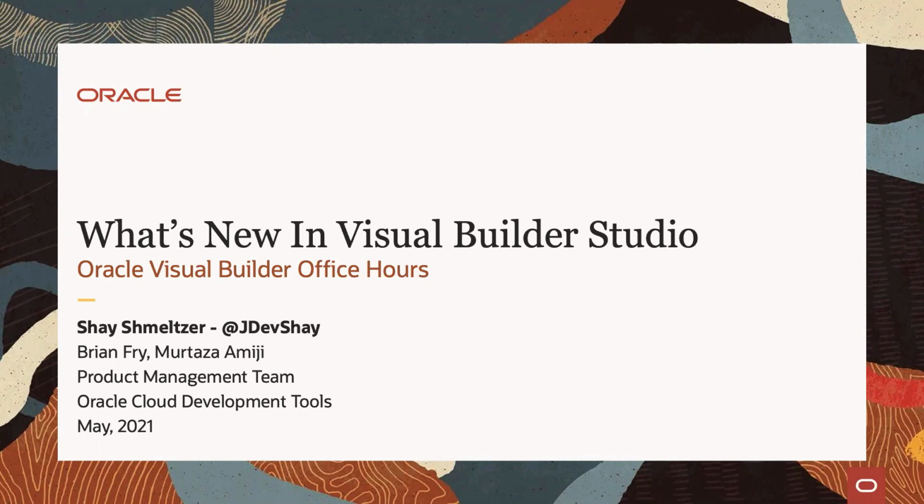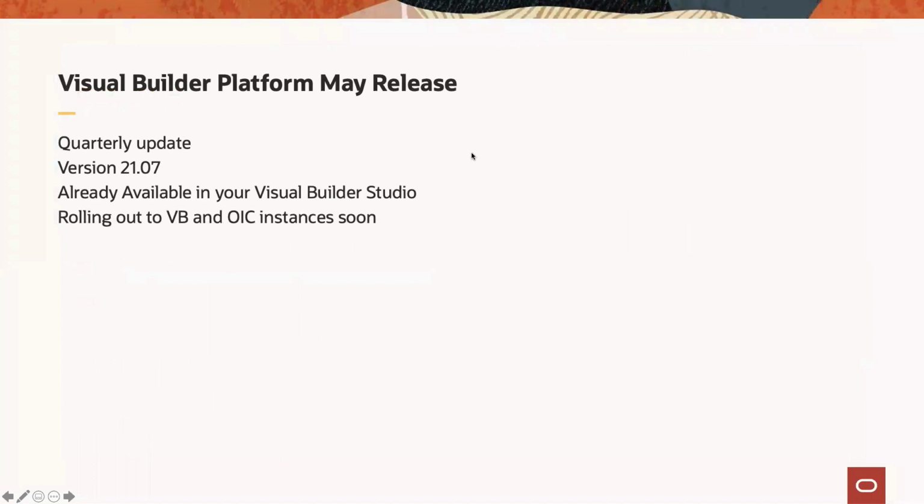And without further ado, let's talk about today's topic. So we're in May right now, and we have a new Visual Builder release coming out. It's our quarterly release. We have moved into a quarterly release cycle. Every 3 months, you're going to see a new release of Visual Builder with new features. This version is codenamed 2107, and it's already available for you if you're using Visual Builder Studio.